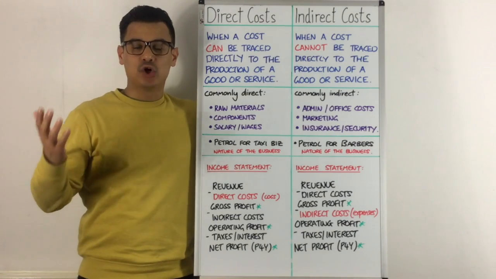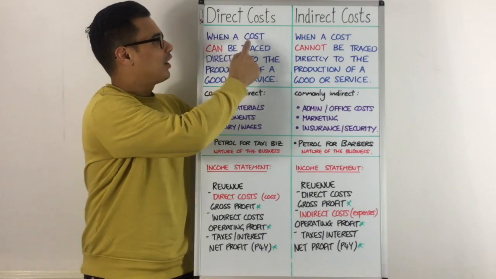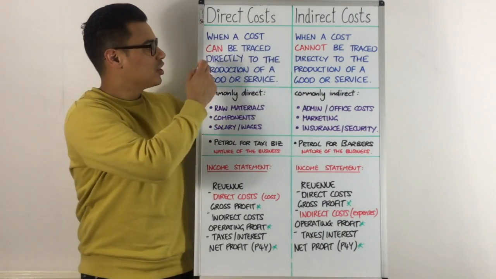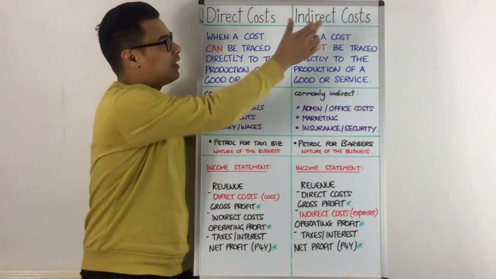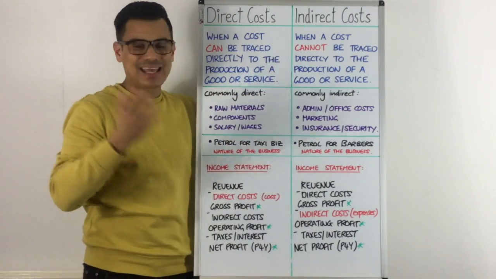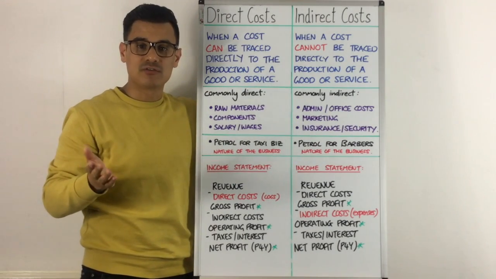Okay, let's have a sesh on direct costs and indirect costs. So direct costs are when a cost can be traced directly to the production of a good or a service. Meanwhile, indirect costs is when a cost cannot be traced directly to the production of a good or a service.